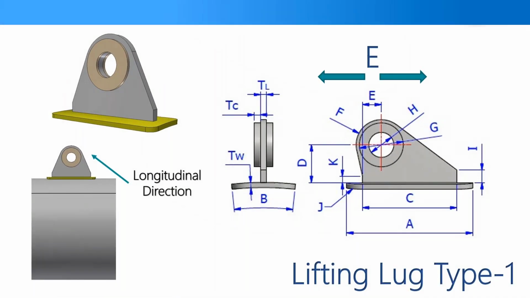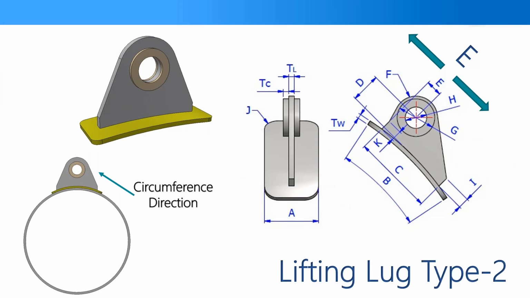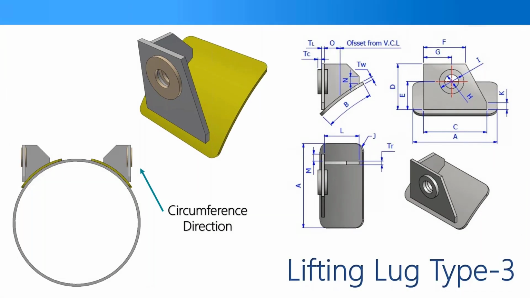For the first type of lifting lug, you can make this type of lifting lug for longitudinal direction, like below here, and you can control the location of the hole from the edge. So you can control dimension E to move the hole and make the offset of this hole. That shape is for the circumference direction, so it is different from the first one. The first one is the longitudinal direction, and you have the same option for the dimension E. This shape is a common shape for lifting lugs.